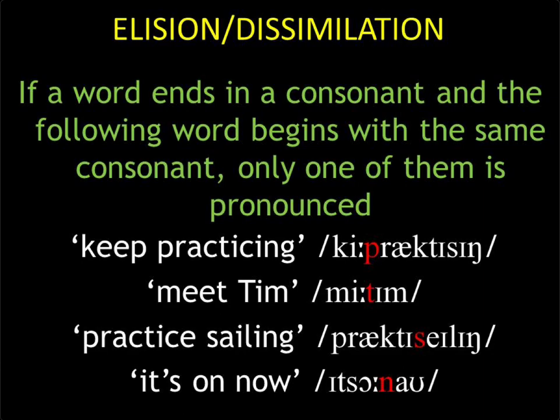What else? Another type of dissimilation is one that I was already talking about in the previous slides. When you have two of the same consonant, you don't need to pronounce both of them. You don't say "keep practicing" with two p's. If you have two p's, you just delete one and you say "keep practicing." You don't say "meet Tim" with two t's. You delete one and you just say "meet Tim."